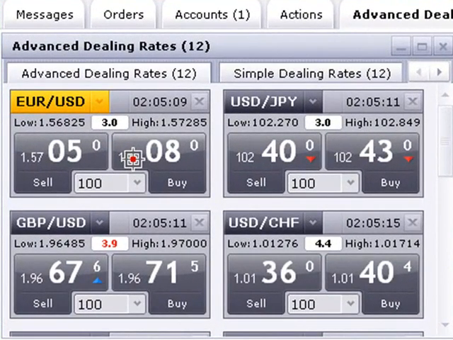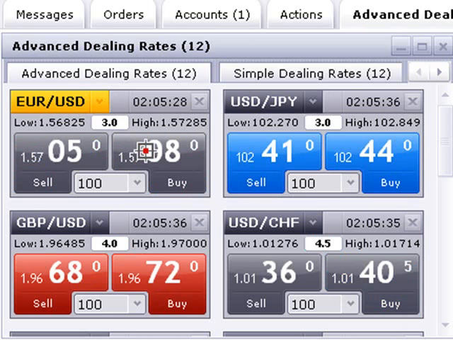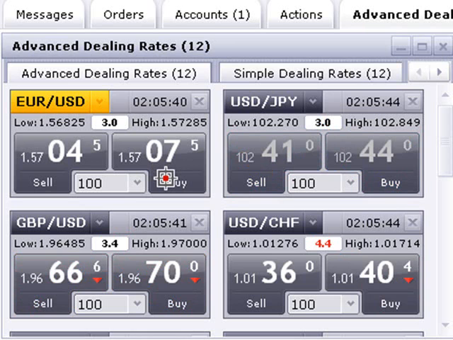The first thing that's important to understand about trading the foreign exchange market is that currencies are quoted in pairs. Another way of looking at this is that the value of a currency is always determined by comparing that currency with another currency. For example, the first currency that you see here in the dealing rates window is the Euro-US dollar currency pair. And as of this lesson, as you can see here, the Euro dollar is trading at 157.07.